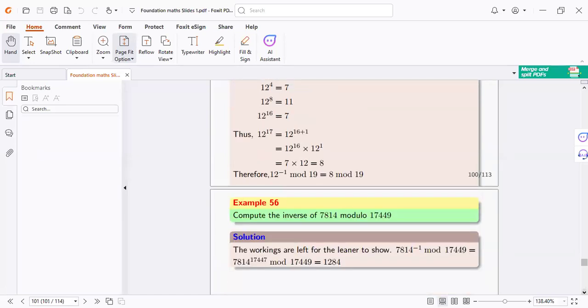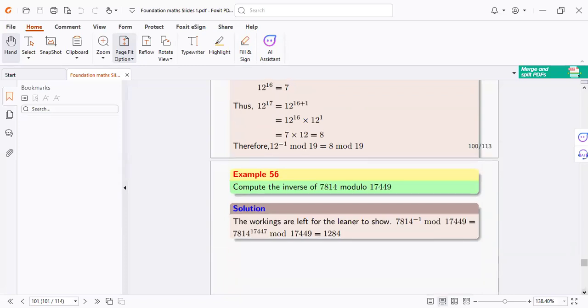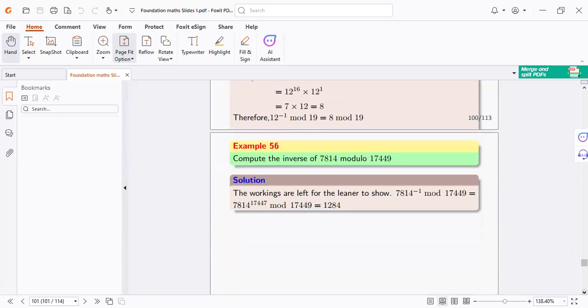Now, I decided also to give you a huge number and leave this as an exercise for you. I don't know whether this number is prime, so it's for you first of all to find out whether it's prime. And if it's prime, then you can employ the Fermat's little theorem. I've given you that the answer will be 1284. So it's just for you to go through the working and confirm that it is the correct answer.